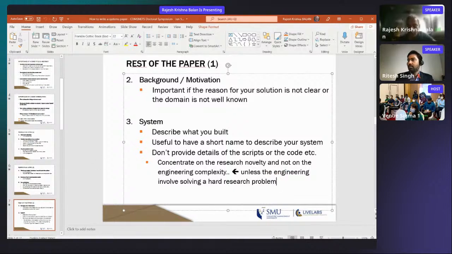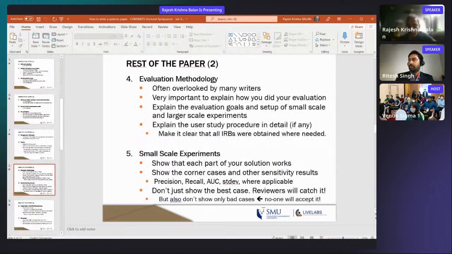Don't spend lots and lots of effort talking about engineering. Your XML schemas, your programming may have been important. Don't spend 3 pages describing it, because most reviewers are not going to care, right? They all understand the effort needed. Unfortunately, the effort needed is kind of taken for granted in a systems paper. Yeah, unless the engineering involves solving a hard research problem. Okay, this is the sad truth.